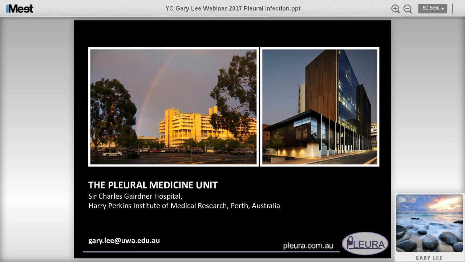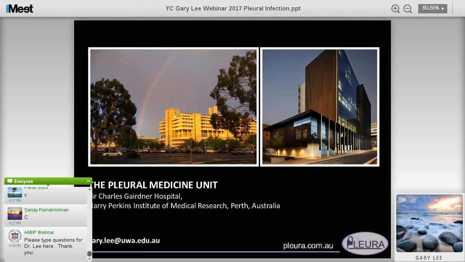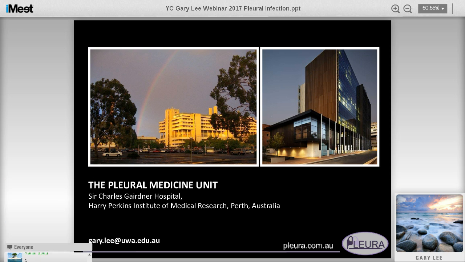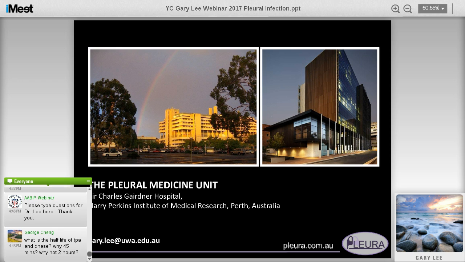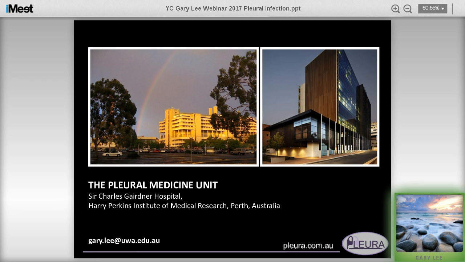While we're waiting for the first one, I actually am going to jump in and ask a question. So obviously it's rare, but occasionally we'll come across a patient who doesn't respond to the Dornase TPA and is not a good surgical candidate. What are your thoughts about, one, extended fibrinolytic treatment, and two, pleural irrigation with antibiotics or povidone iodine?